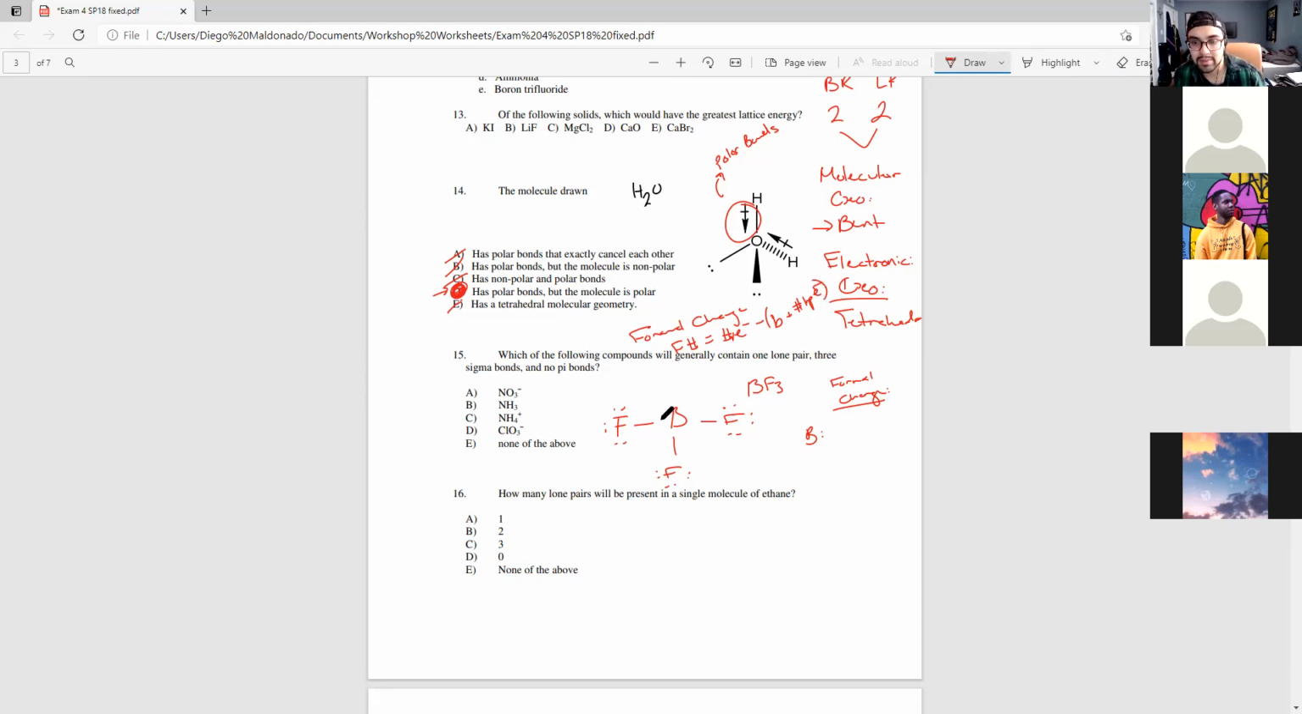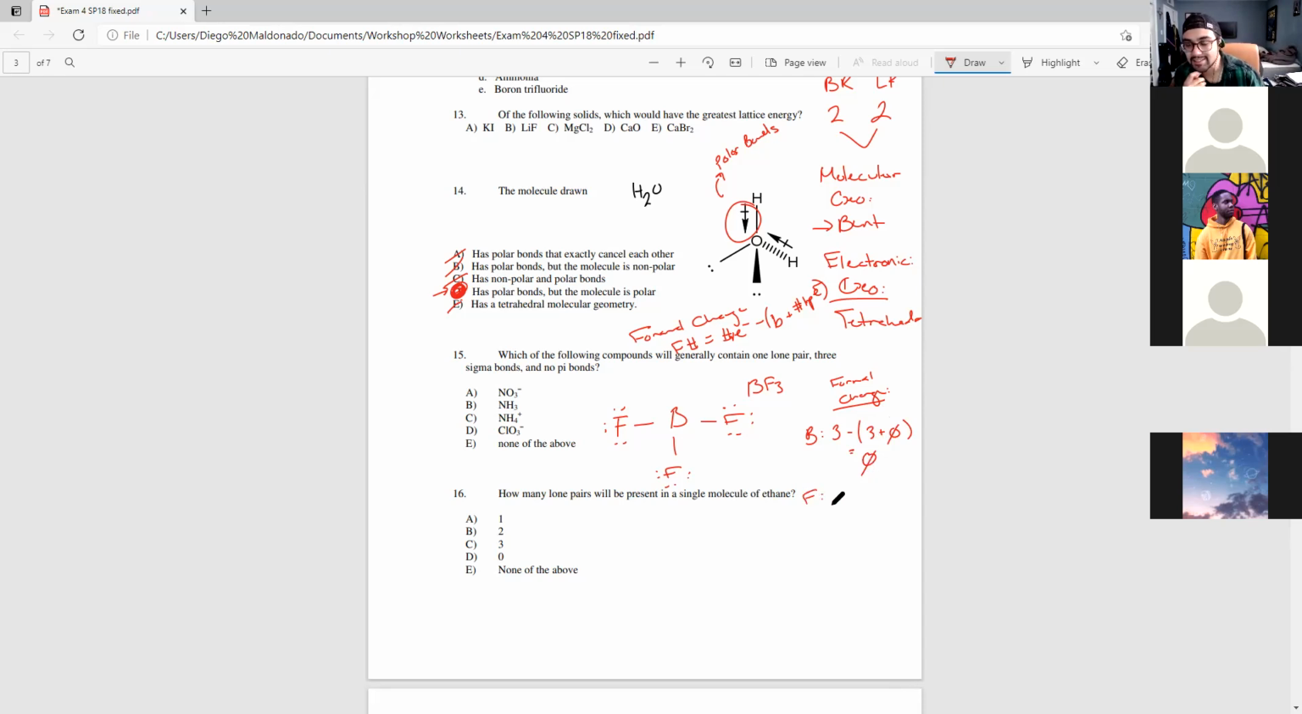So I'll go and explain. So how many valence electrons does boron have, or is supposed to have? 3. And then how many bonds do we have? 3. Yeah, 3. And then do I have any lone pairs? No. My lone pairs is 0. So what's my formal charge? Zero. Yeah, 0.